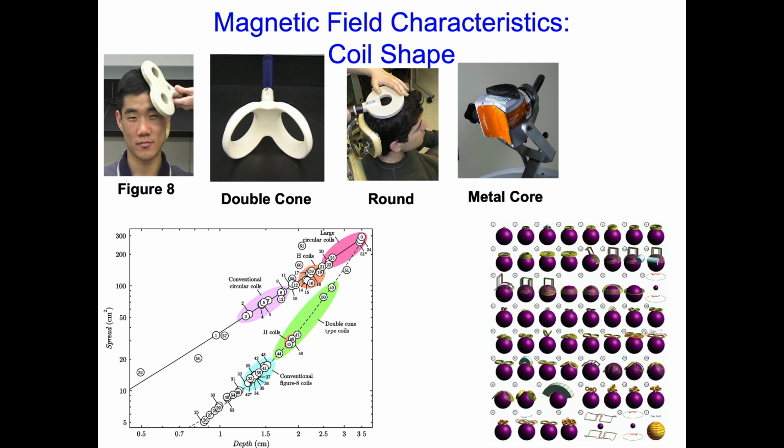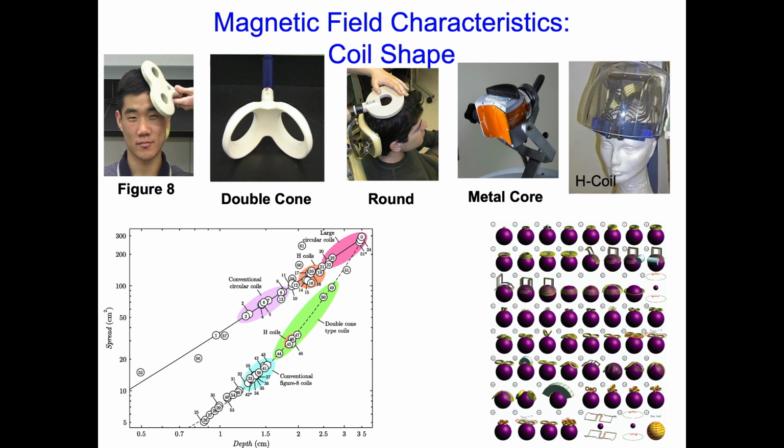Another aspect of that is to look at coil shape. Different shapes of coils. I put one around here too. For instance, a figure 8 coil, which is most commonly used, a double cone coil right here, which is less commonly used, but it can get a little bit deeper in the head. A round coil, those are used much less nowadays. Metal core coils, an H coil, which is essentially a very large round coil, produce different effects in the brain.